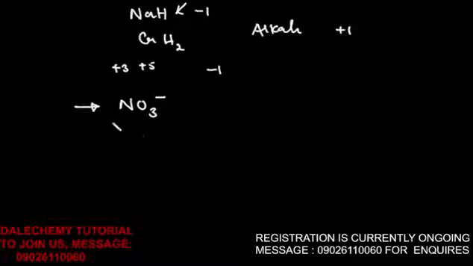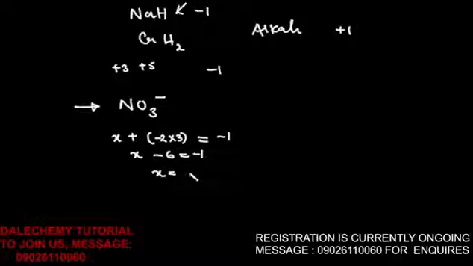So you know that from the rule, if you sum the oxidation state of this nitrogen, which you don't know, let's call it X, plus that of the oxygen, which is -2, and we have 3 of them, then if you sum them together, you should have the charge on the whole compound, which is -1. So this means that X - 6 = -1, and X becomes 6 - 1, which is equal to +5. You must indicate the sign, because oxidation state can also be negative.